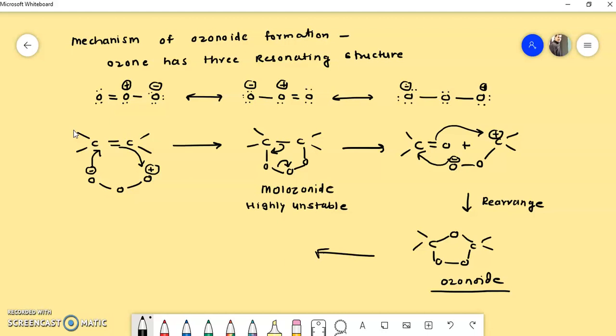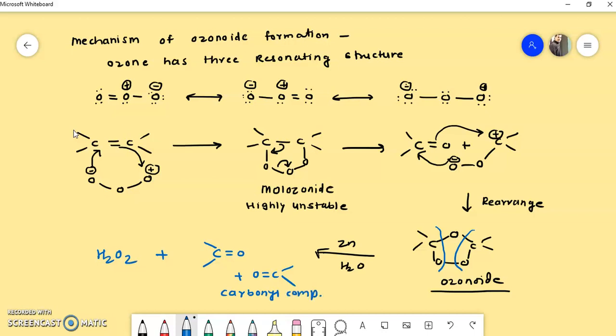In the second step, you have to break this ozonide in the presence of zinc and H2O. Just break this ozonide in this fashion to understand. So these two carbonyl compounds are formed here, plus there is a byproduct, H2O2. So these are the carbonyl compounds generated by the ozonolysis. So this is the mechanism of ozonide formation.